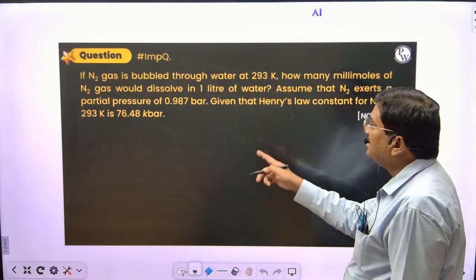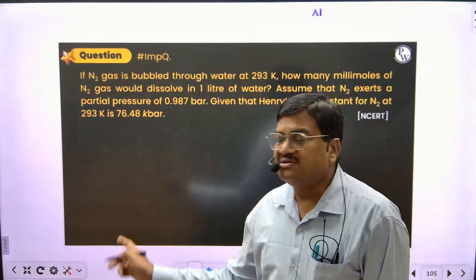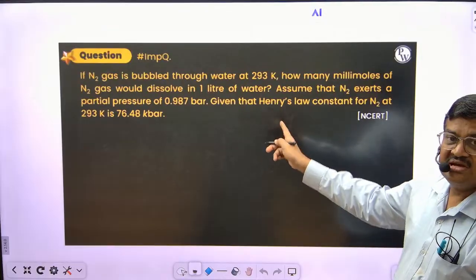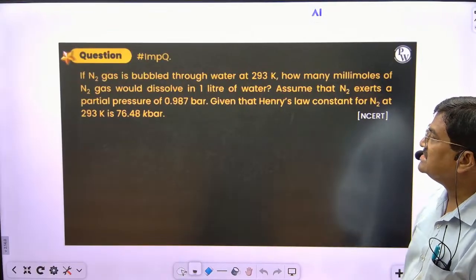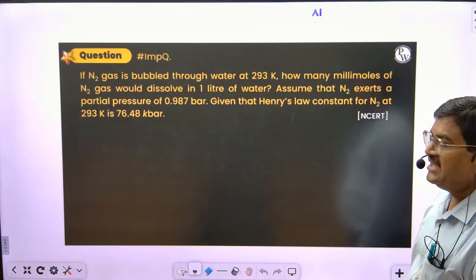Now see the last one. See this question. Copy this question. We will work out this question. Important in the exam, they are asking numericals on Henry's law. Practice more on Henry's law. See, write the problem in your notebook. Make a note of the data.